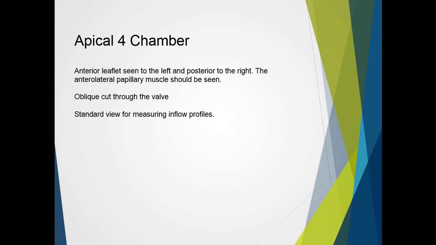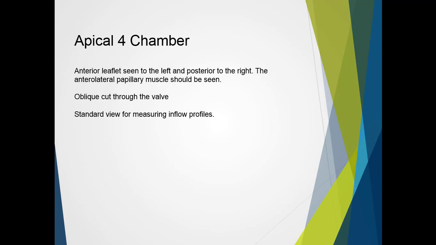Here we have the apical four-chamber view, where the anterior leaflet is seen to the left and the posterior leaflet is seen on the right of the image. The anterolateral papillae muscle should be seen as this view attains the anterolateral LV wall. It's important to note this is an oblique cut through the valve. It does not run along the leaflet commissure.